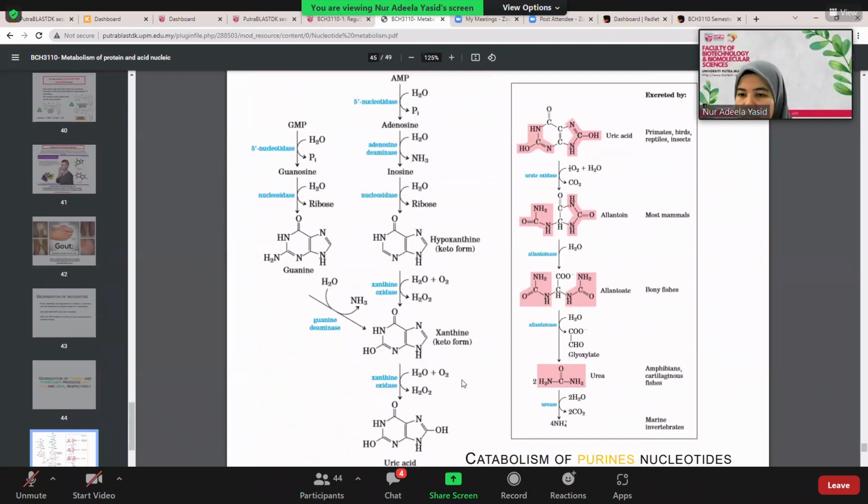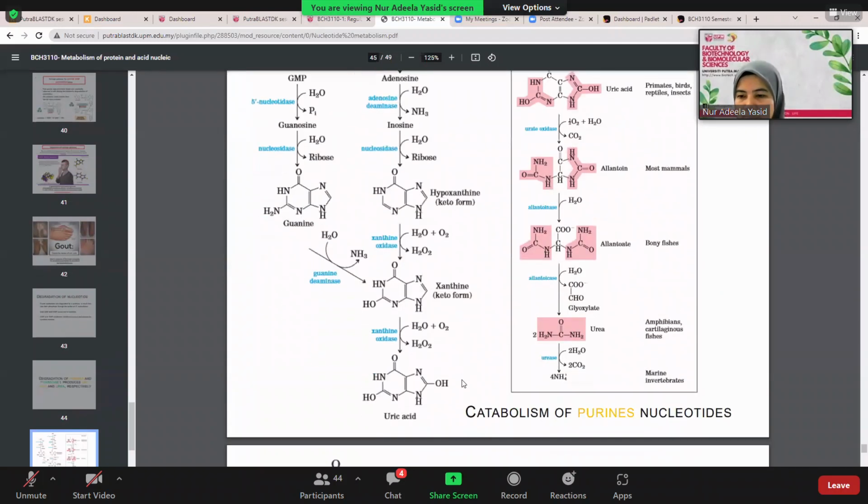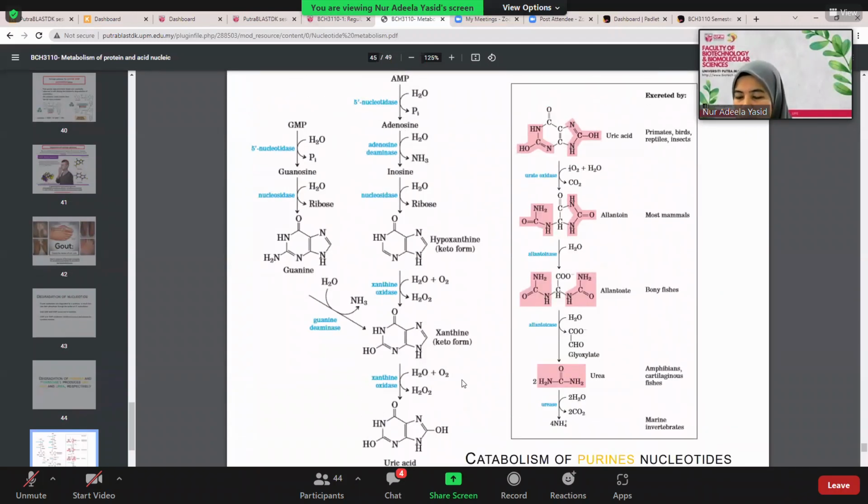Alright, so ini adalah pathway for the catabolism of purine nucleotides, for guanine, for GMP and AMP. So basically, both of these nucleotides, dia akan form xanthine.